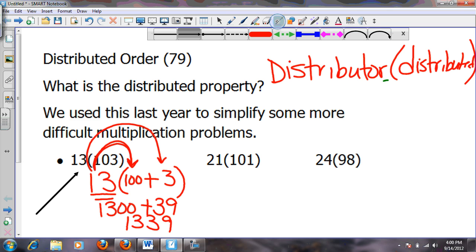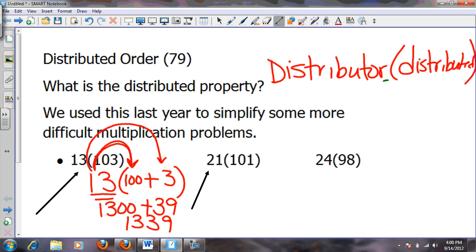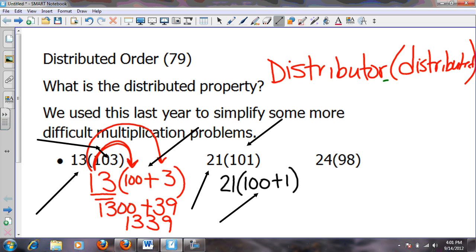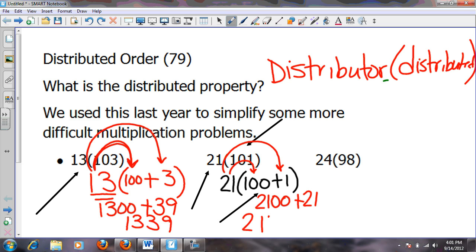How do you want to break up 21 times 101? We could leave it 21. How can we break up 101? We might say 100 plus 1. Notice, not only in this one, 100 plus 1 is the same as 101, and 100 plus 3 is the same as 103. You need to make sure that what is in parentheses is the same. So now we're going to take 21 times 100 would be 2100 plus 21 times 1 is 21. So we have 2121.